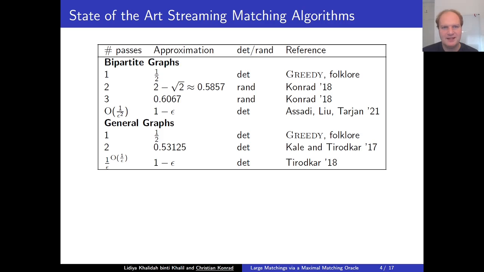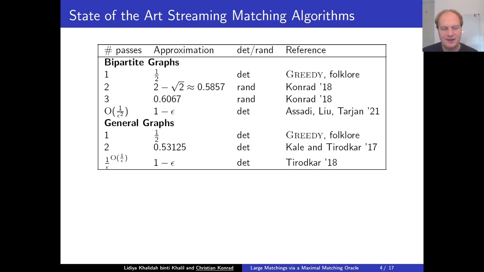Now, in the data streaming world, we have the current state-of-the-art results. First, if we look at bipartite graphs, we see that in a single pass, in fact, the best algorithm we know that uses only sublinear space produces a 1/2 approximation, and that is the greedy algorithm. It's a major open problem in this area to improve on this approximation factor of 1/2. Then we see that in 2 passes and 3 passes, there are ways to improve on the approximation factor of 1/2. We also see that we can compute a 1 minus epsilon approximation if we allow order of 1/epsilon square passes.